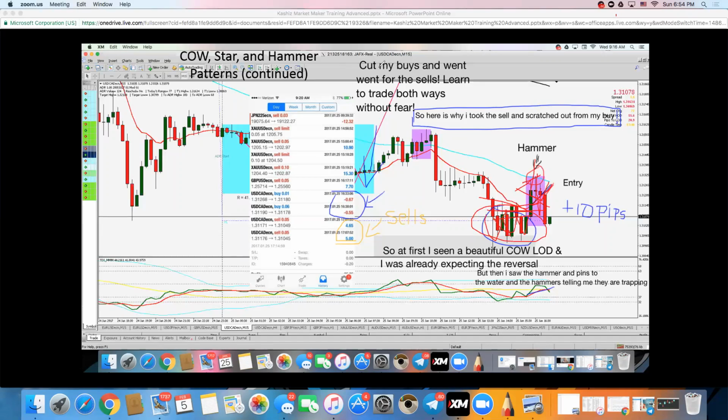If you read what it says, I cut my buys and went for the sells, learned to trade both ways without fear. At first I saw the cow ladder, but then I saw the hammer and the pin telling me they were trapping. Yes, they were trapping to the moving average. And that's when I thought, you know what, let me get in. So here are my losses. I'm not afraid to show my losses because I know I'm not perfect. Minimal loss, bigger gains.